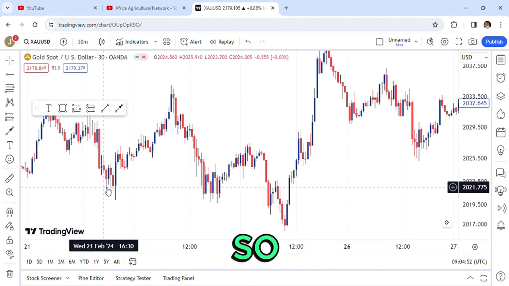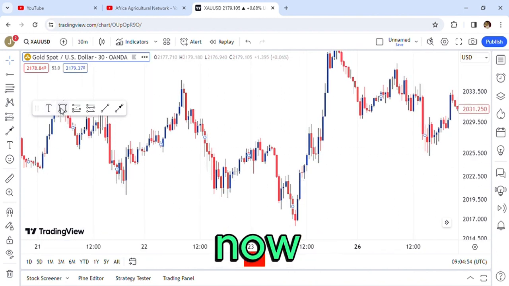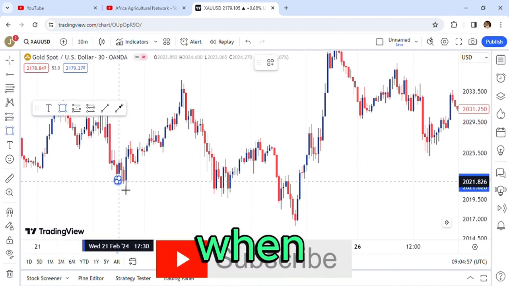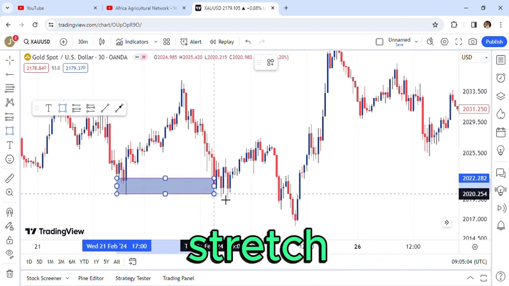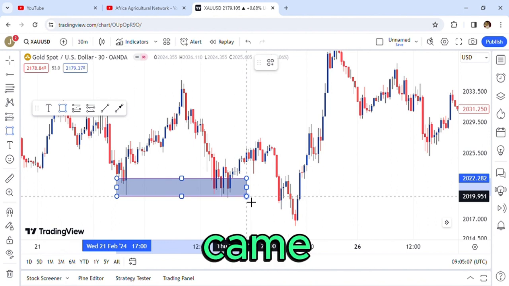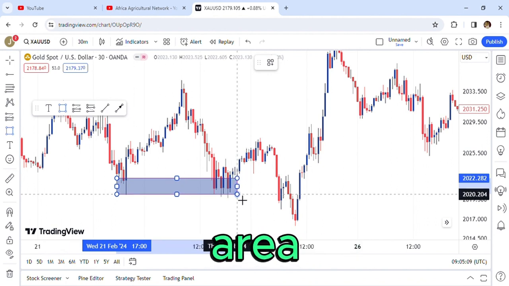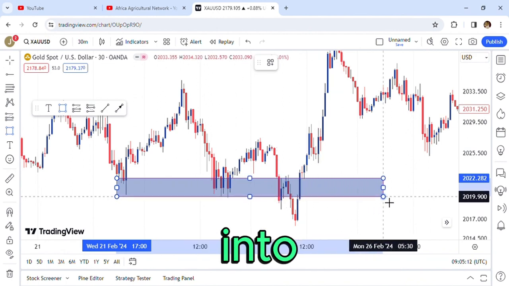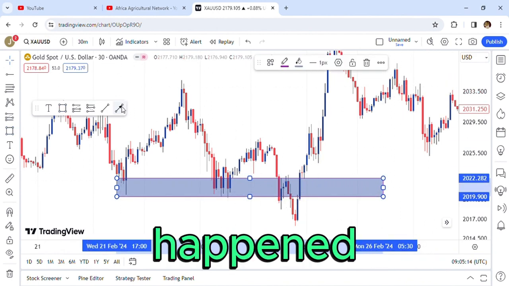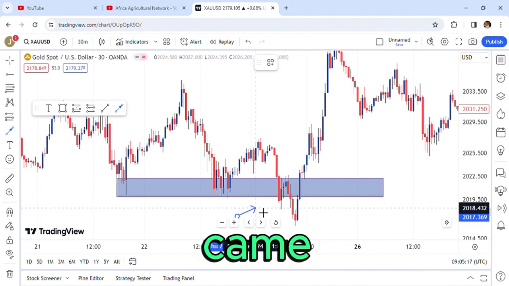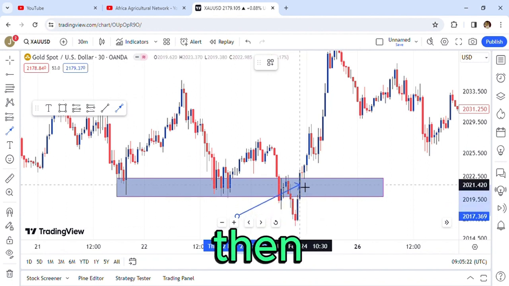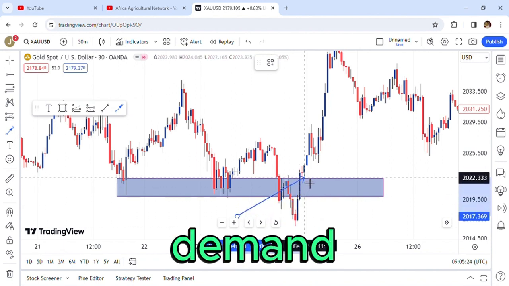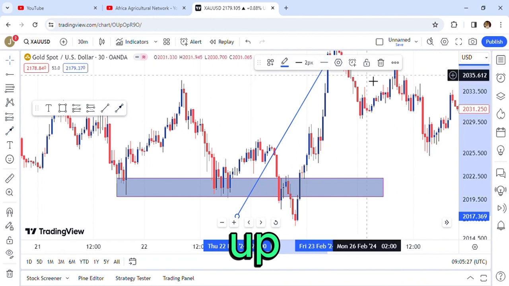So for example, I'm on gold right now, and when you see this area right over here, it's an area of interest of demand. When you stretch it all the way, we see that price came and respected this demand area. And if you stretch it further into the future, an interesting thing happened here. Price came, broke through, retested, broke through, and then came, retested over here in the demand zone and went all the way up.